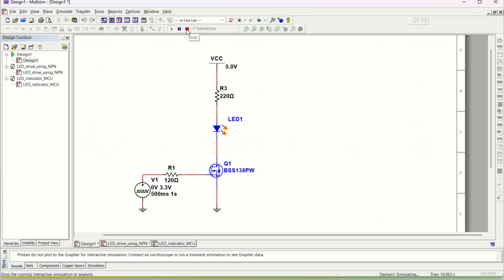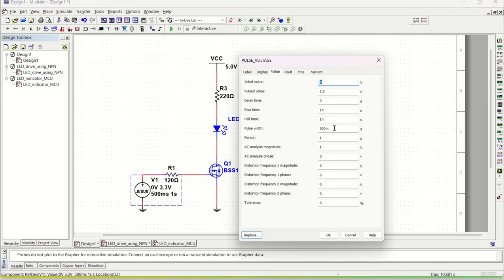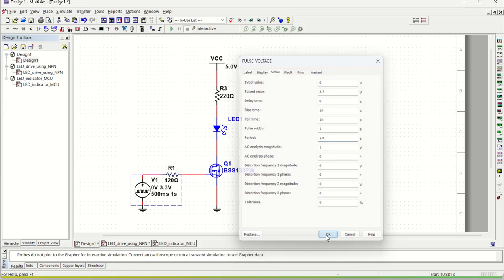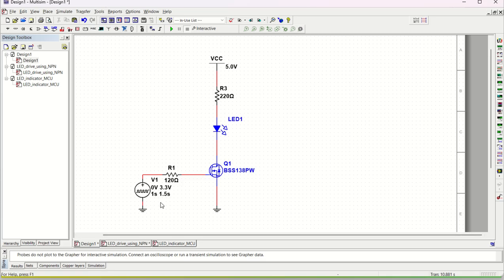If you want to reduce or increase the rate of the blinking, you can, let us say, make it 1 second, and make the period 2 seconds, or 1.5 seconds I'll make. So what will happen is with 1.5 seconds, for 1 second it will be on and for 0.5 second it will be off, like half of the period it will be off and twice it will be on. So you can see on is more time, off is less time.